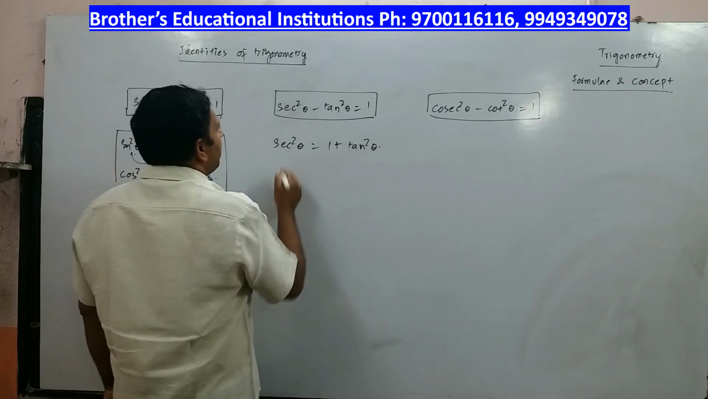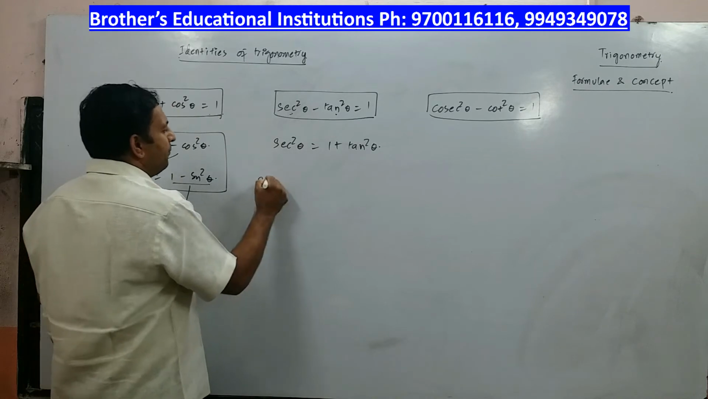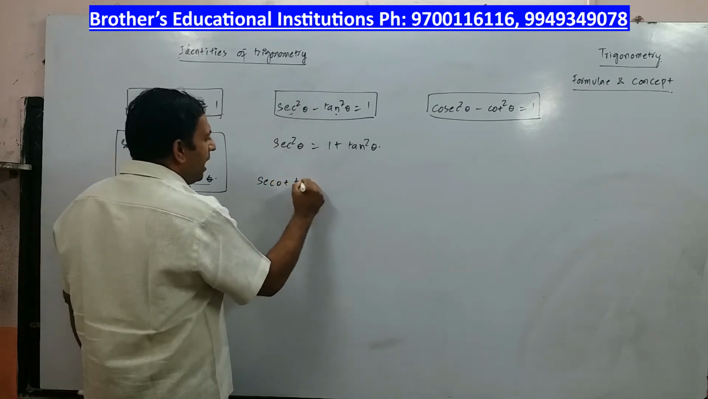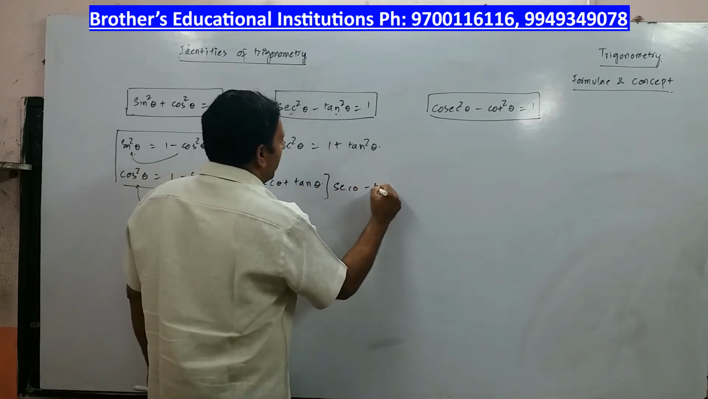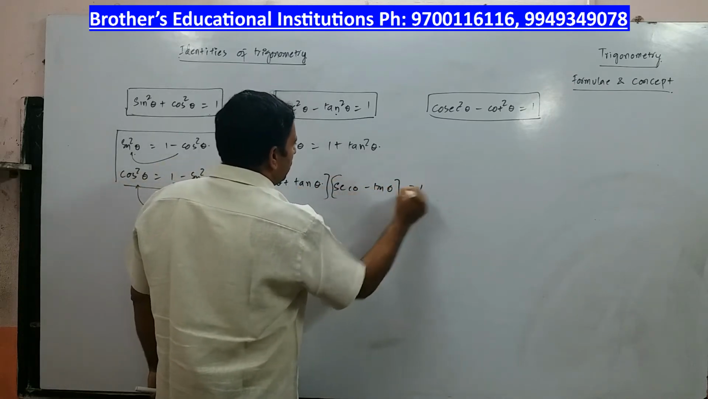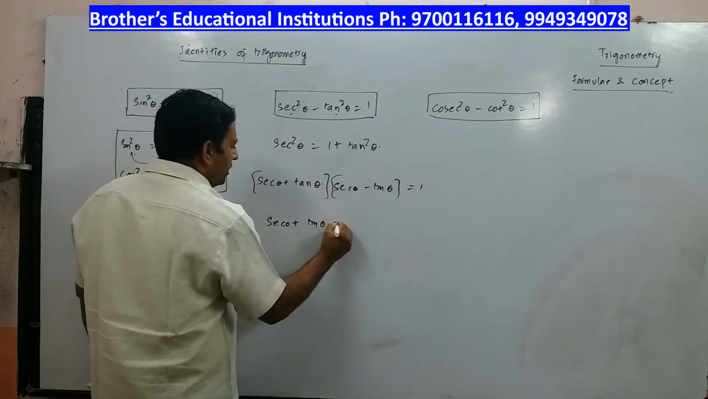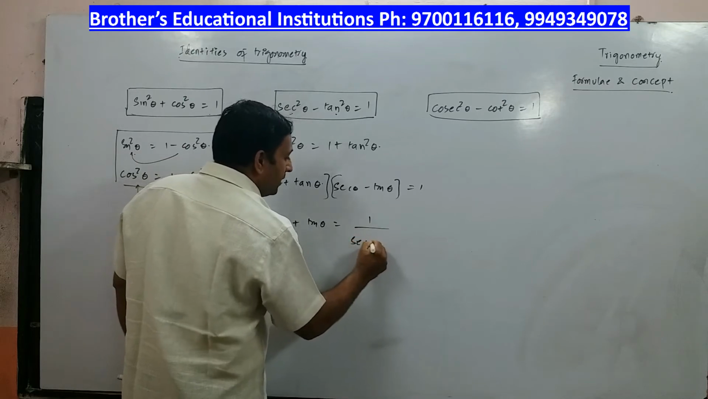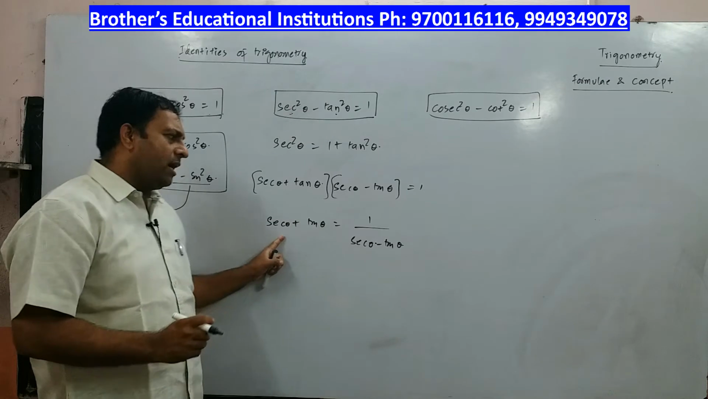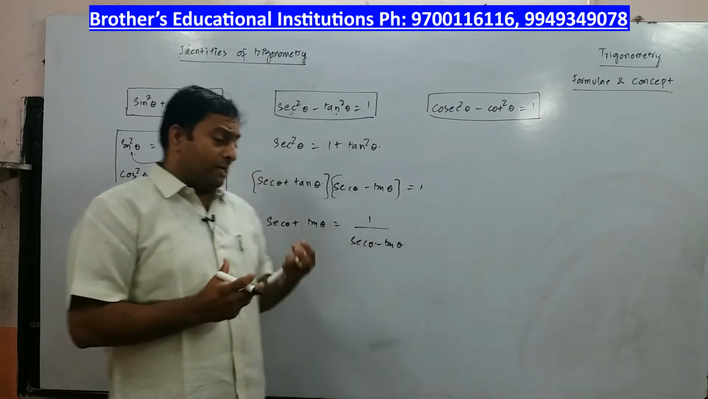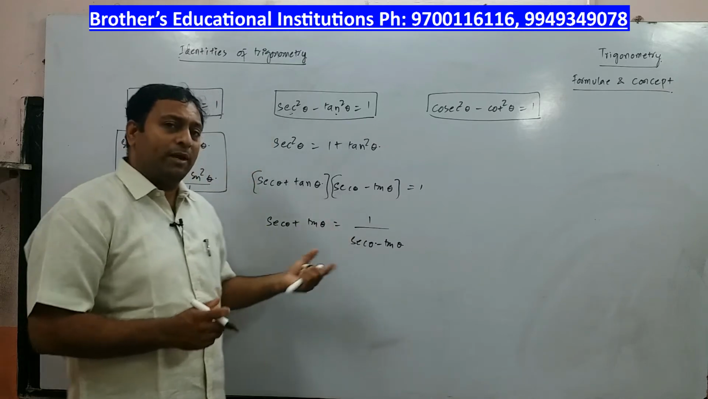Alright, or this is of the form a square minus b square. A square minus b square can be written as a plus b into a minus b, that is secant theta plus tan theta into secant theta minus tan theta is equal to 1, right? Or I can write secant theta plus tan theta is equal to 1 by secant theta minus tan theta. What do you mean by that? You mean that secant theta plus tan theta and secant theta minus tan theta values are reciprocal to each other. If one value I assume as p, the other value will be 1 by p, right?